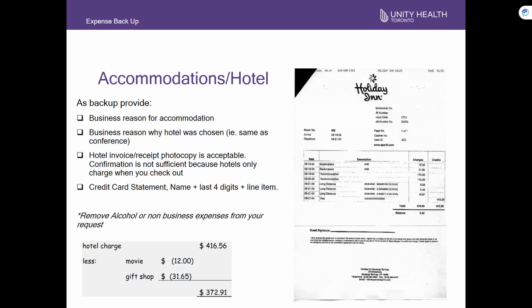Accommodations and hotels. As backup, provide the business reason for the accommodation, the business reason why the hotel was chosen. The hotel invoice or receipt photocopy is acceptable. Confirmation of the hotel booking is not sufficient because the hotel only charges you when you check out. Also, the credit card statement, including the individual's name, last 4 digits of the credit card number, and line item of the charge. Ensure you remove any alcohol or non-business expenses from your request.